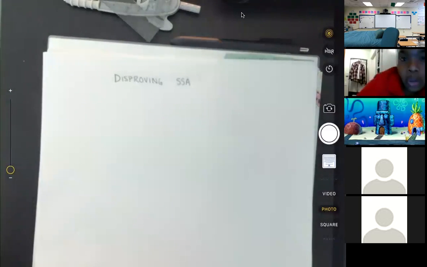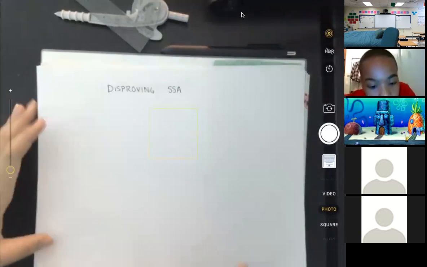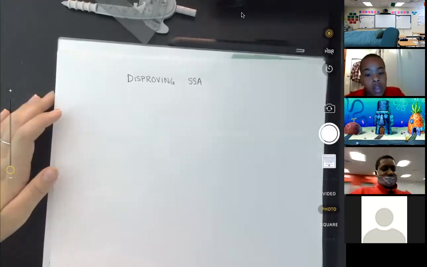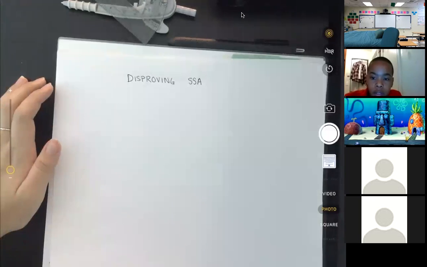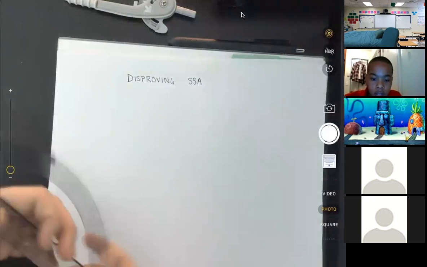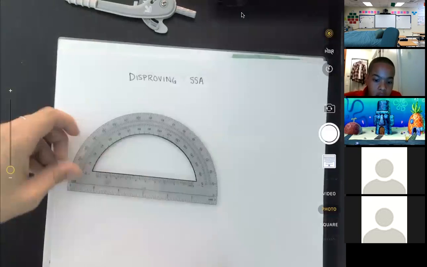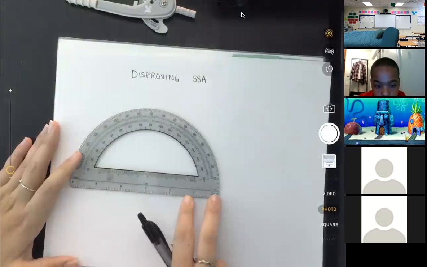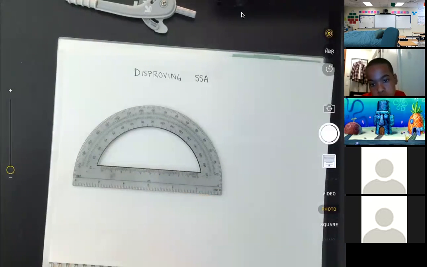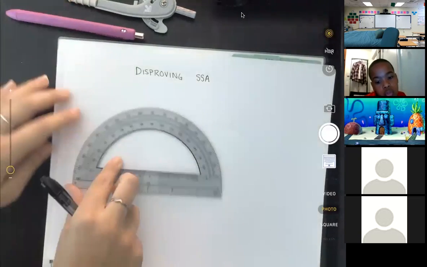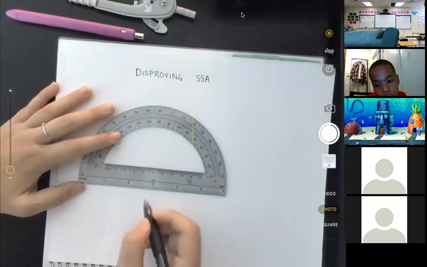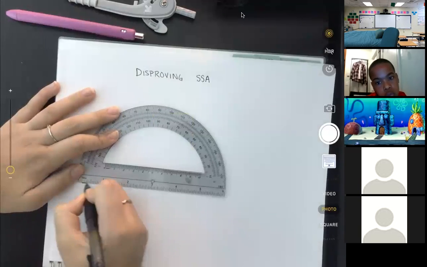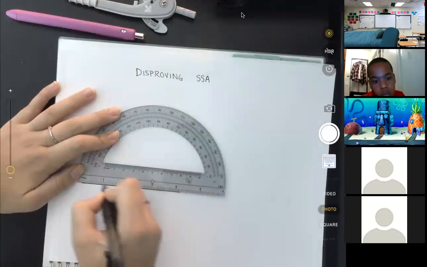Yep. Okay. So first of all, SSA spells a bad word if you go backwards. So that's one reason. That's already one strike for SSA. But let's look mathematically at why SSA does not work. So what I'm going to do is I'm just going to draw an angle, any old angle. Doesn't really matter right now what it looks like.